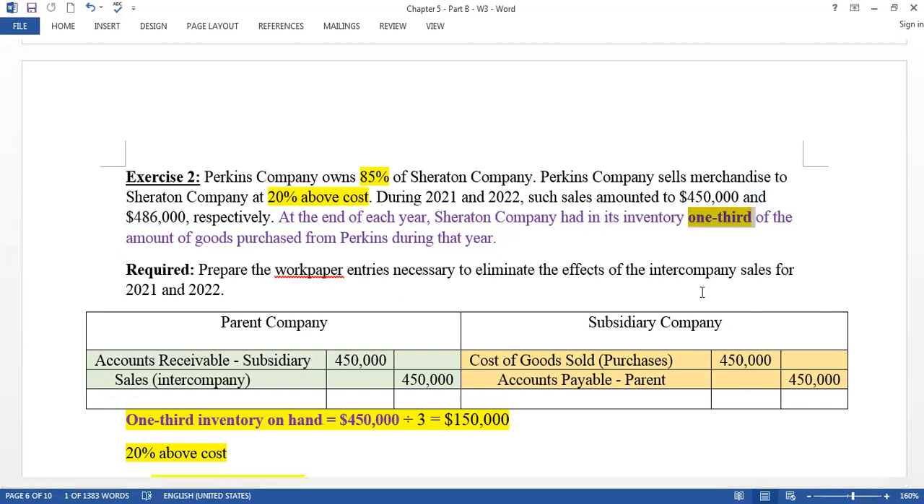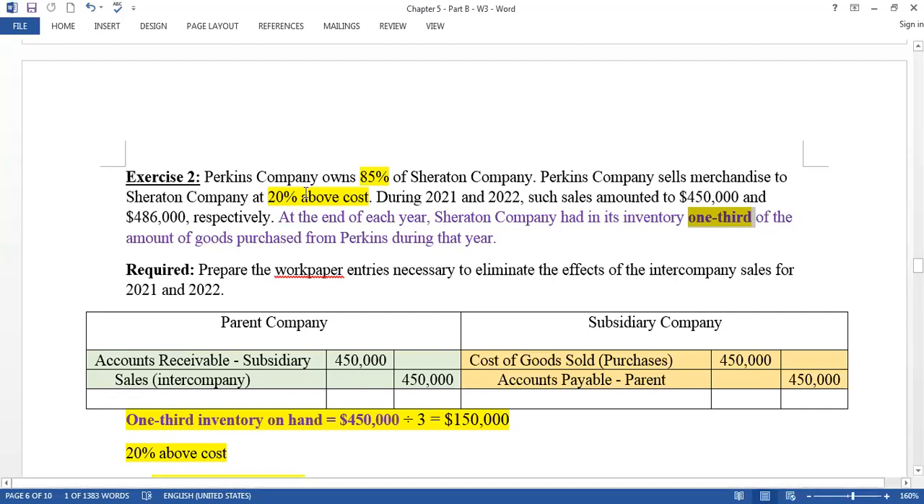So you are the Sheraton company. I give you, for example, $450,000 of inventory. I sell it to you. If you cannot sell everything, that means you are holding something. So if you are holding something, it means that there is some intercompany profit.